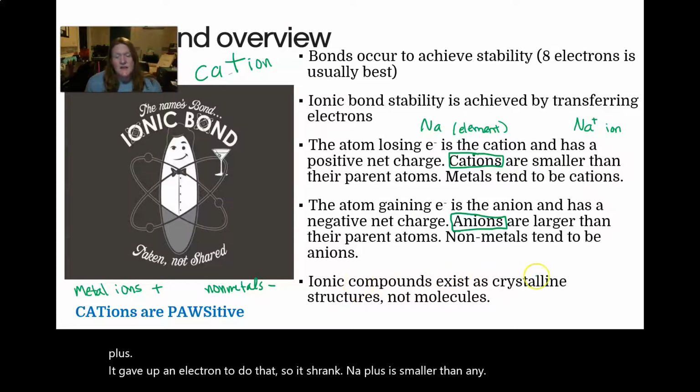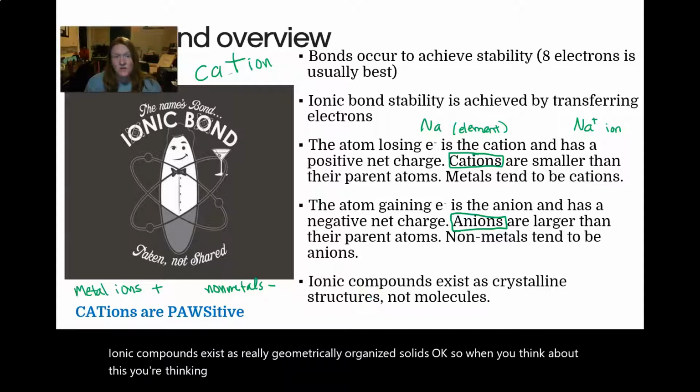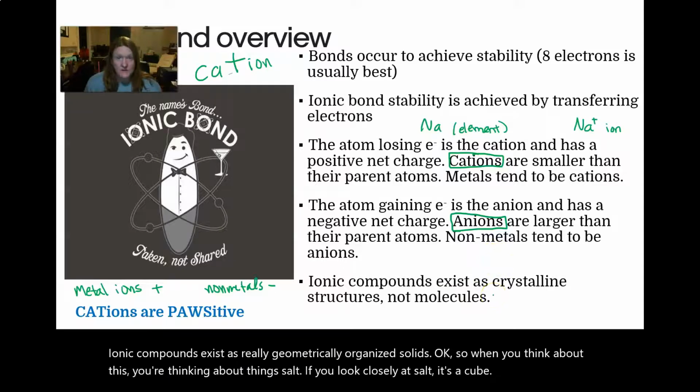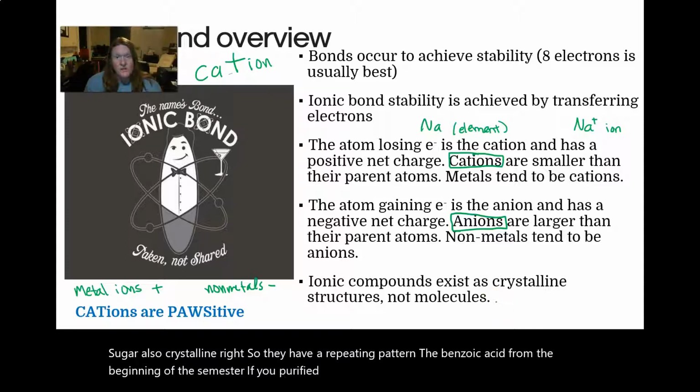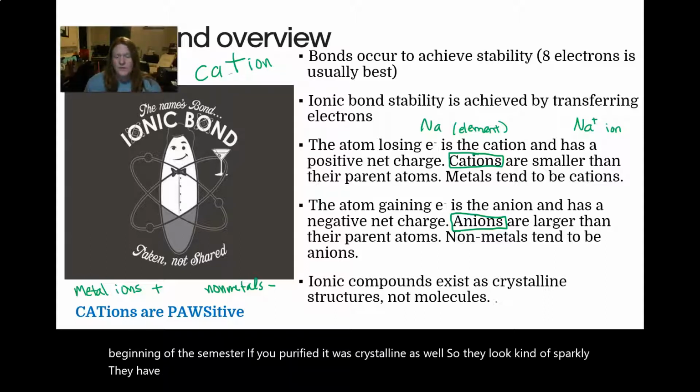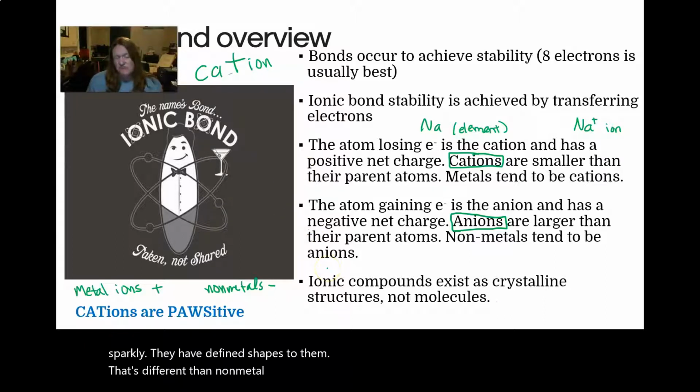Ionic compounds exist as really geometrically organized solids. When you think about this, you're thinking about things like salt. If you look closely at salt, it's a cube. Sugar is also crystalline, so they have a repeating pattern. The benzoic acid from the beginning of the semester, if you purified it well, was crystalline as well. So they look kind of sparkly. They have defined shapes to them. That's different than nonmetal compounds, which tend to be kind of powdery and not as sparkly, if you will.